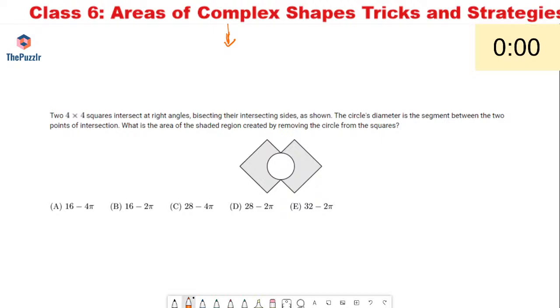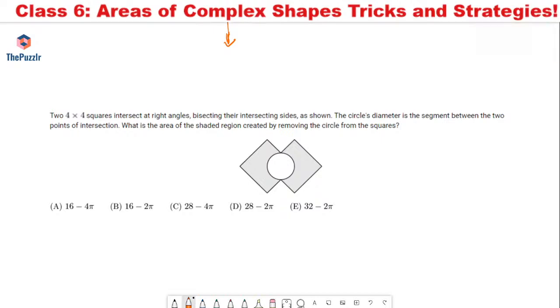Okay, so I'm finding that good that some people in the chat are not finding this hard. Let's see. So we have 4 by 4. So two 4 by 4 squares intersect at right angles, right? So if you've ever seen two squares, I'll draw two squares here as much as I want them to look like squares. They don't look like squares. Okay, one square and the second square.